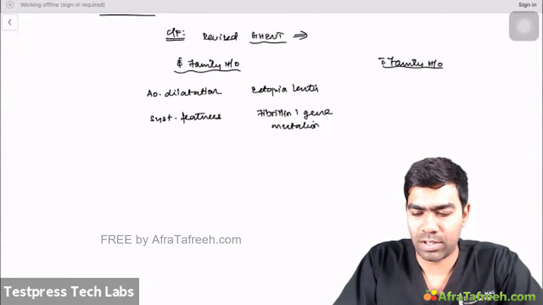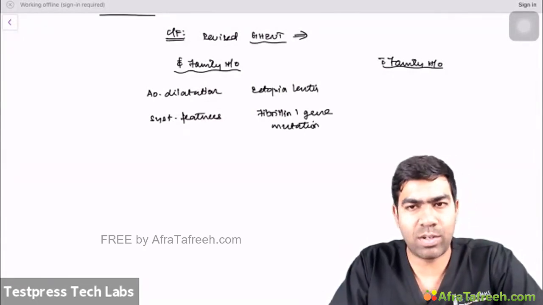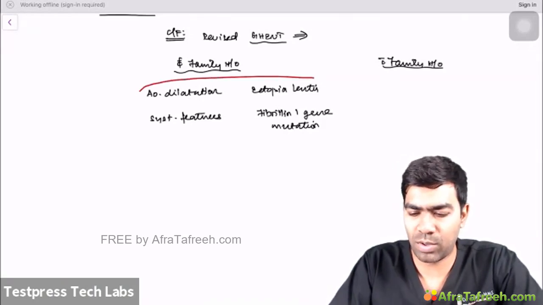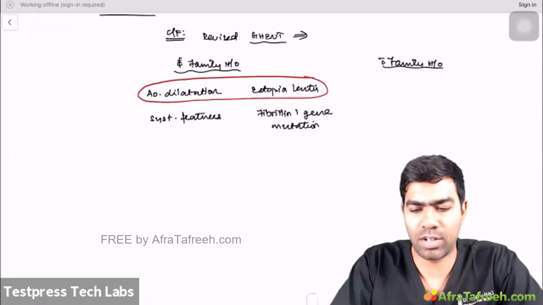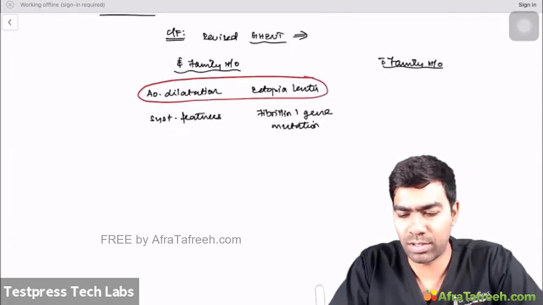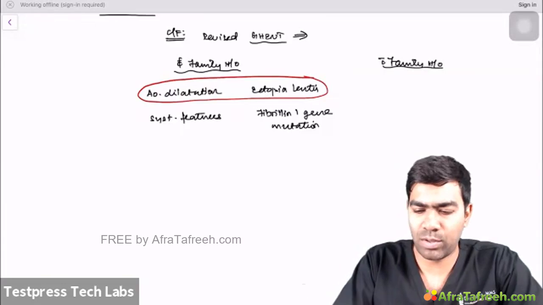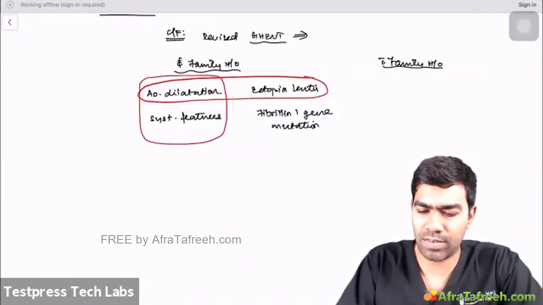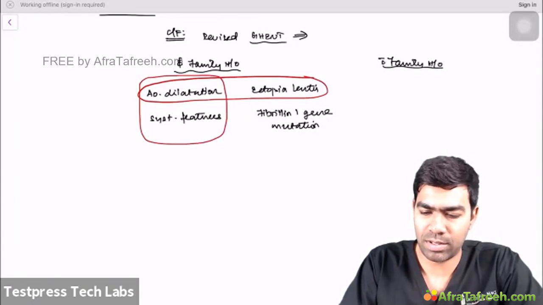As far as the diagnosis is concerned, I can diagnose based on aortic root dilatation and ectopia lentis. That is the first possibility of diagnosis. Second, I can diagnose based on aortic root dilatation and systemic features. This is the second way of diagnosis. I can put it in a different color maybe.